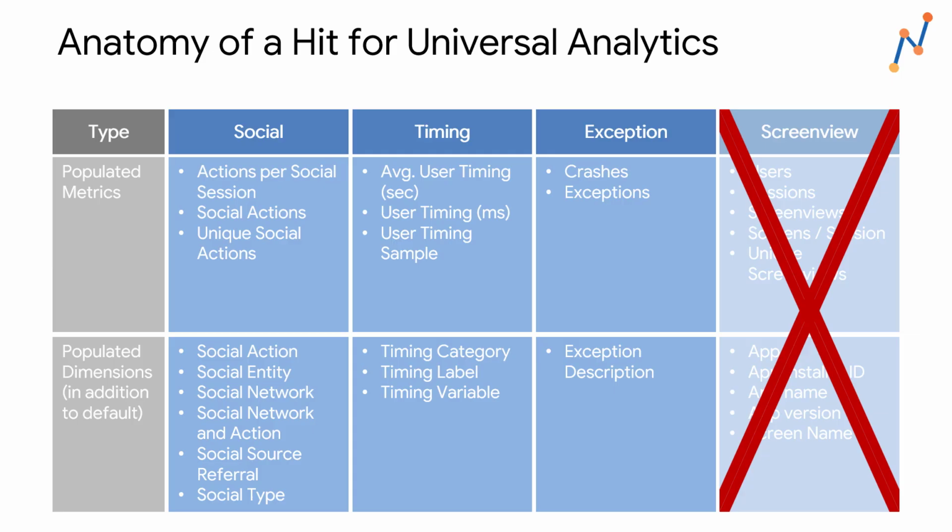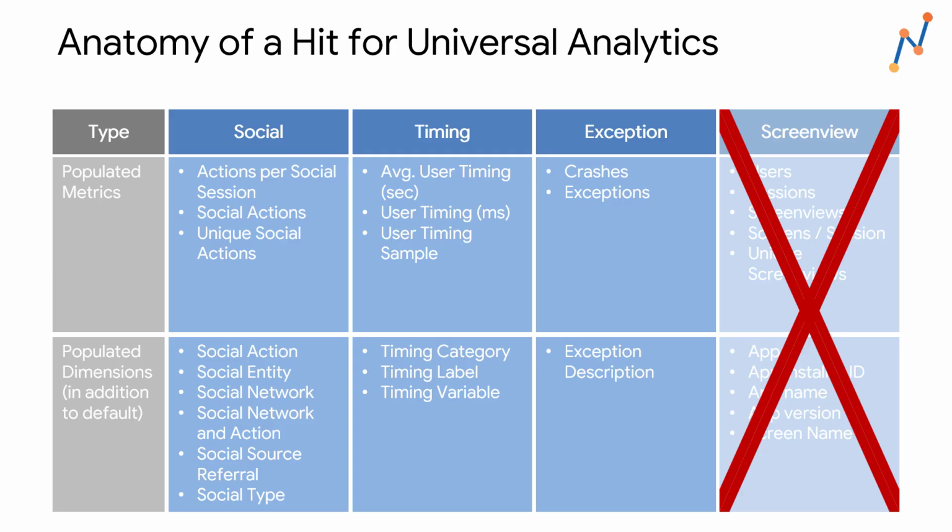So using interaction hit types for Universal Analytics makes it easier to send data to Google Analytics because you are restricted or limited to these hit types. And therefore, you know what data is being sent to Universal Analytics, and Google Analytics knows where to store the incoming data by populating the right metrics and dimensions. But this also limits the amount of data to be sent to Universal Analytics due to those restrictions.